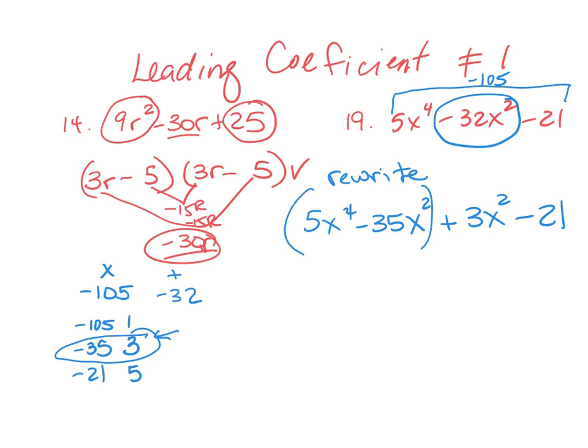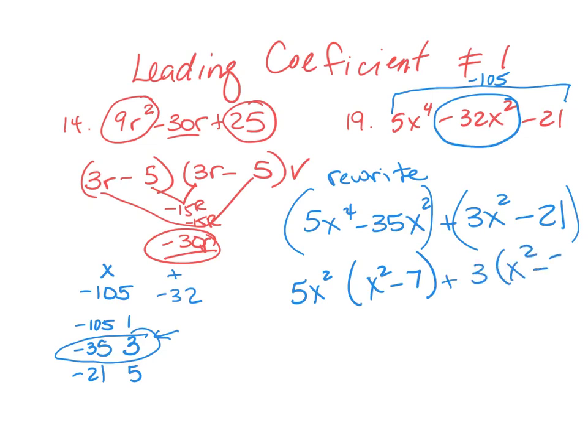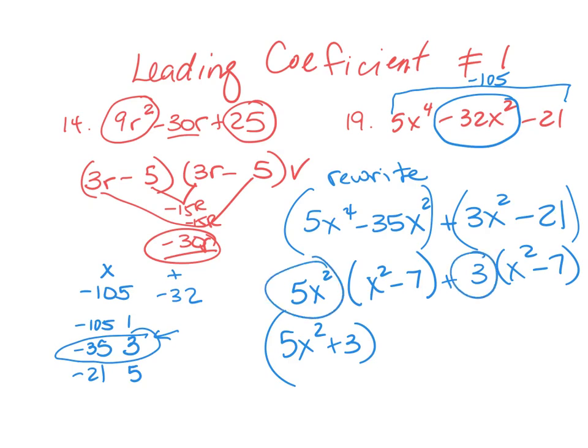Now I'm going to put parentheses around the first two and the last two and pull out a GCF. So here I can pull out a 5x squared, and I get x squared minus 7, right? And here I can pull out a 3, and I get x squared minus 7. So I have 5x squared plus 3 are the two that are left out in the cold become the first parenthesis, and the second parenthesis becomes the x squared minus 7. Look at this.